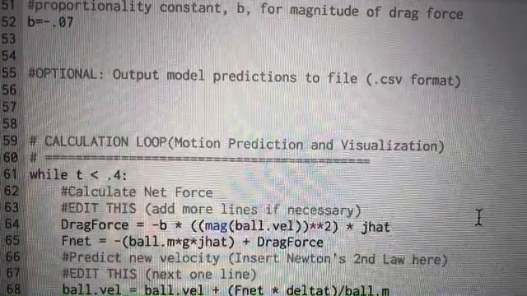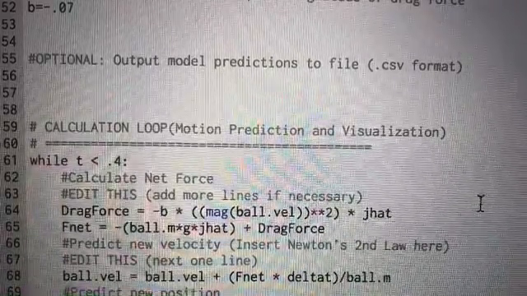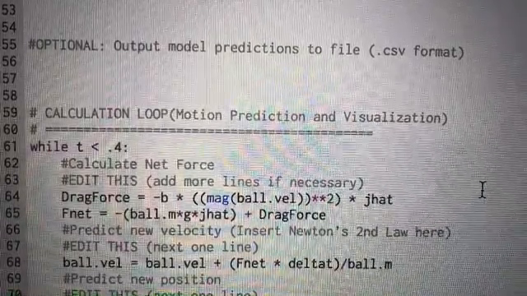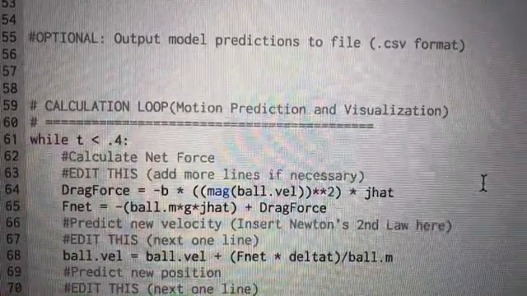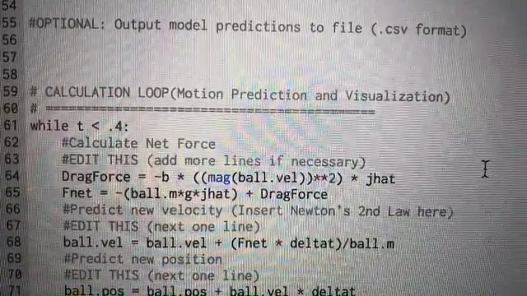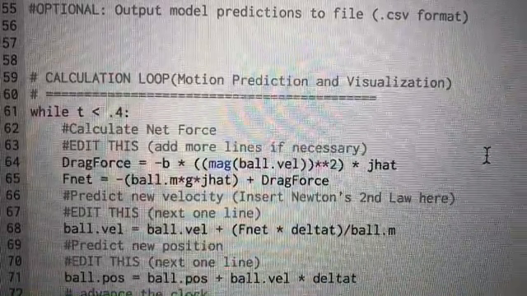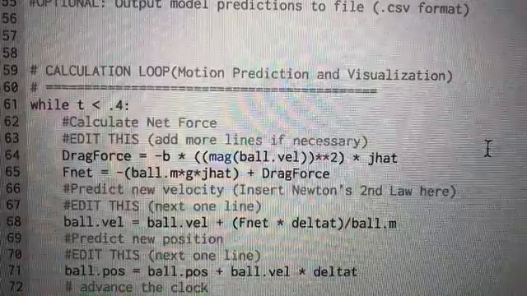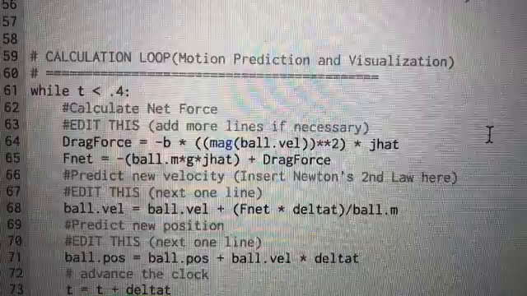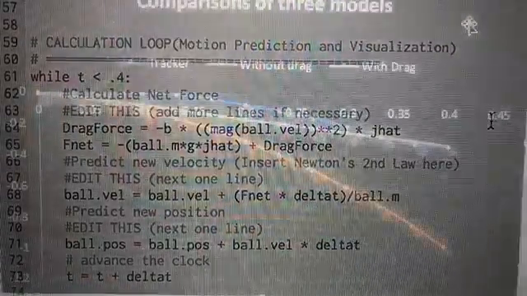This code is for our second computational model, which accounts for the presence of drag. The b constant is calculated to be -0.07. This was calculated using trial and error with our observed data from the tracker video. Other changes made to the code include adding a drag force to the net force. The drag force was calculated using the formula -b times the magnitude of the ball's velocity squared times j-hat. The ball's velocity was not used directly because it is in vector form, and we only want a number to multiply by the j-hat vector, which is only in the y direction.